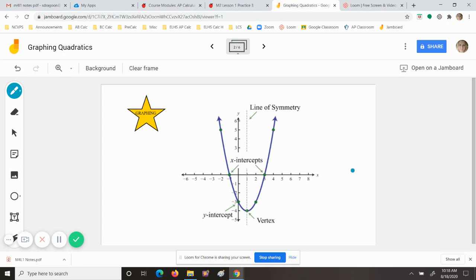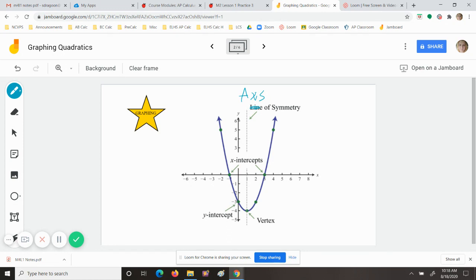All right, some other pieces of a quadratic graph. You have x and y intercepts. X-intercepts, of course, are where a graph crosses or touches the x-axis. Y-intercepts are where a graph crosses or touches the y-axis. And then we have a line of symmetry. I would get used to calling this the axis of symmetry. That's usually how it's referred to. That is a line that goes right through the middle of the parabola. The parabola is symmetric to that line. So you have 2 points on each side of that line, equal distance away, that are on the parabola.